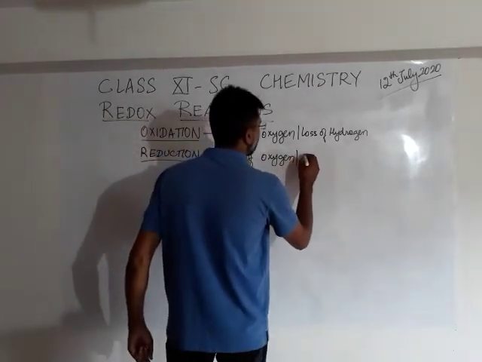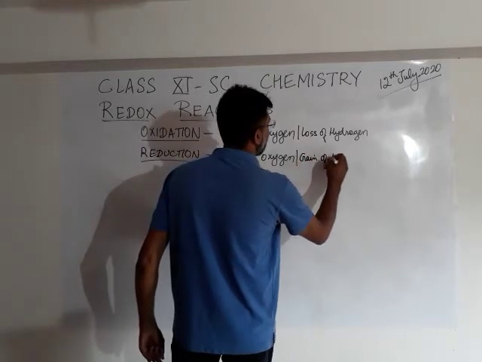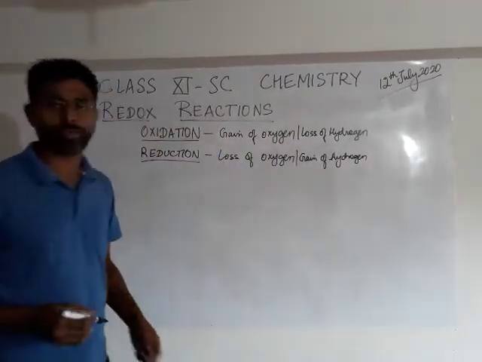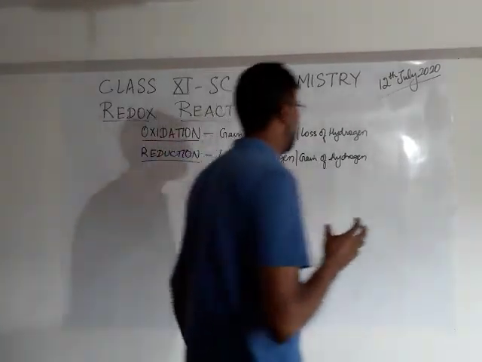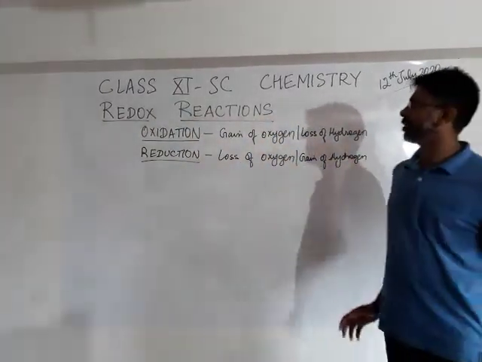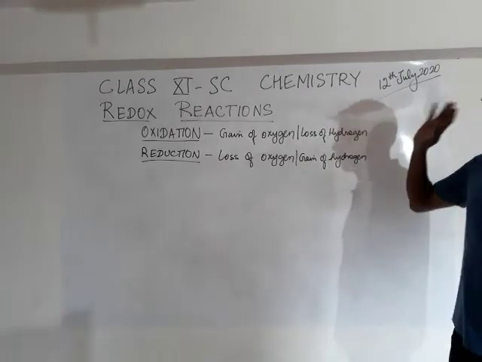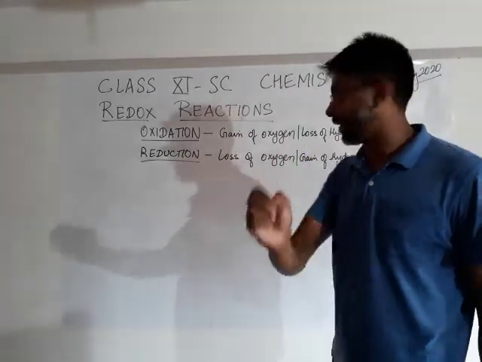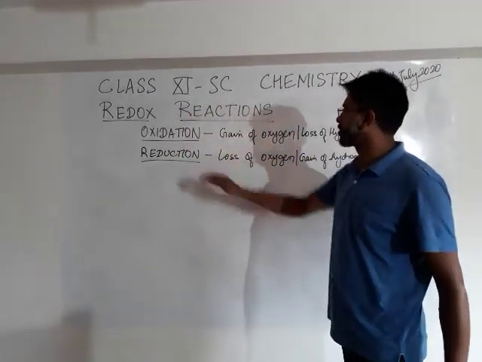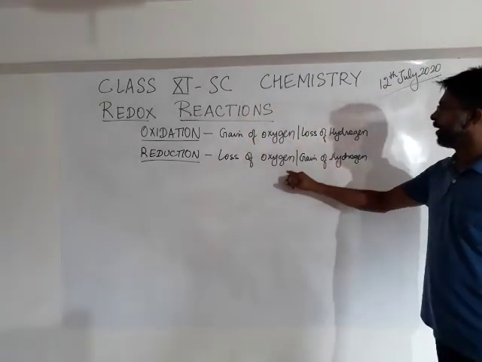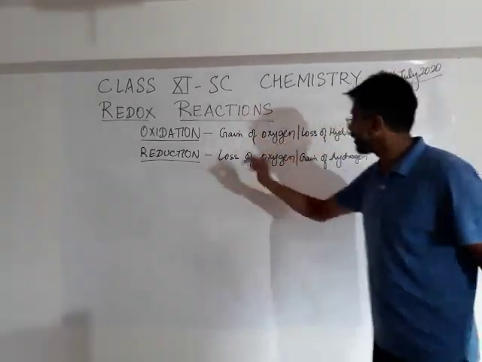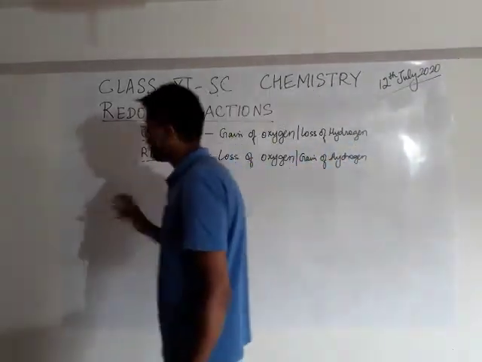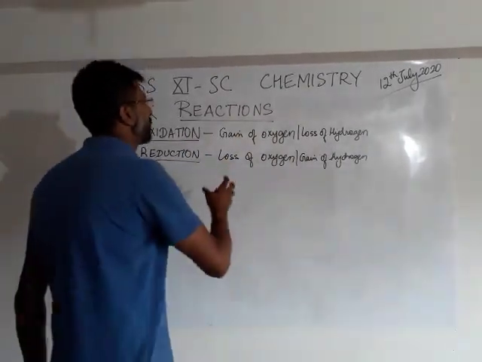If I write over here, gain of hydrogen is also reduction. So look at this very carefully and put it in your mind properly. Oxidation: gain of oxygen, loss of hydrogen. This is not new to all of you. You have already learned this in your lower classes, I am very sure in class 8. Reduction means loss of oxygen, or otherwise gain of hydrogen. So this is the concept of oxidation and reduction in terms of oxygen and hydrogen.